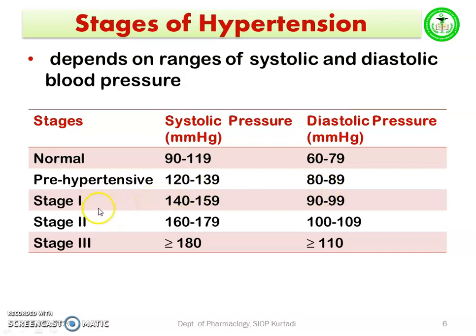In stage 1 hypertension, systolic blood pressure is between 140 to 159 and diastolic blood pressure is between 90 to 99 mmHg. Stage 2, 160 to 179 systolic and 100 to 109 diastolic. If the systolic blood pressure remains above 180 and diastolic remains above 110, that stage is considered as third stage hypertension.